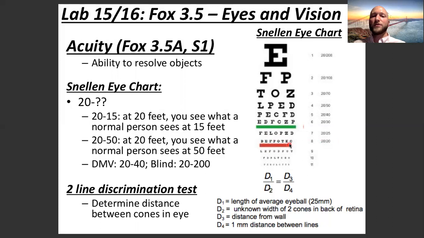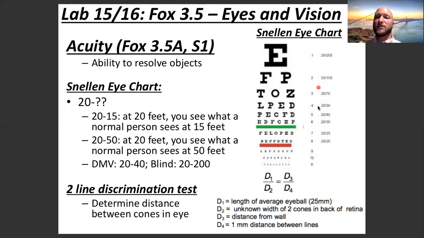The average person can read line 8 on the Snellen eye chart from 20 feet away. So that's 20/20 vision. If you can only read line 7 from 20 feet away, that's what the average person can read at 25 feet away. So that's 20/25 vision.